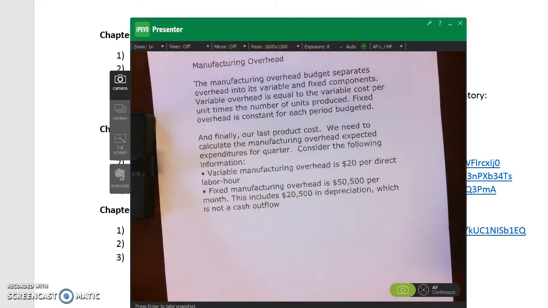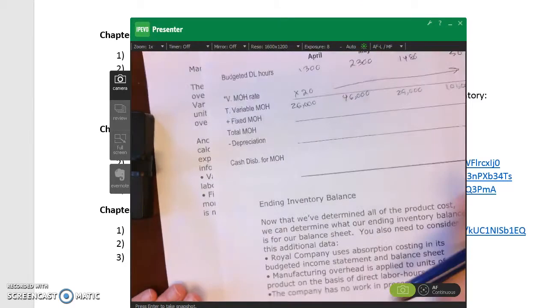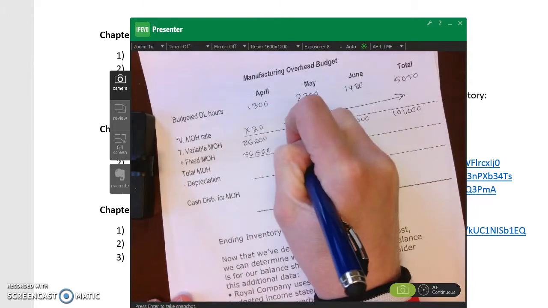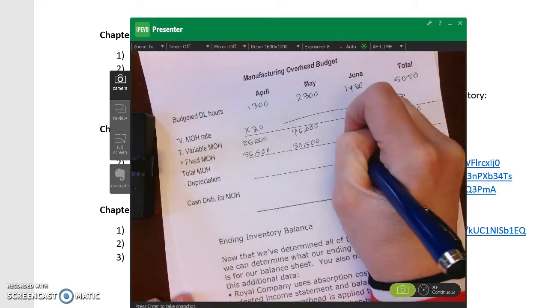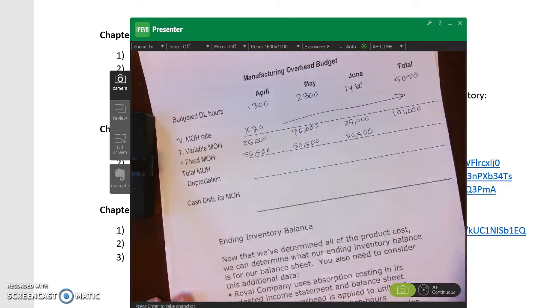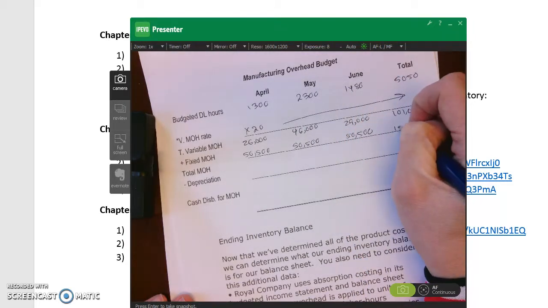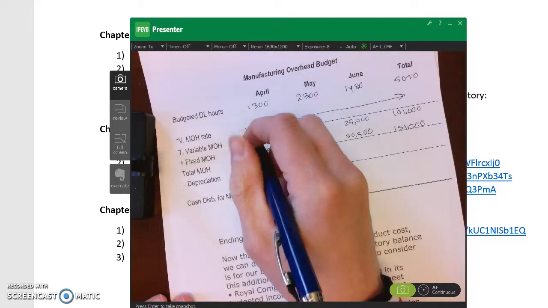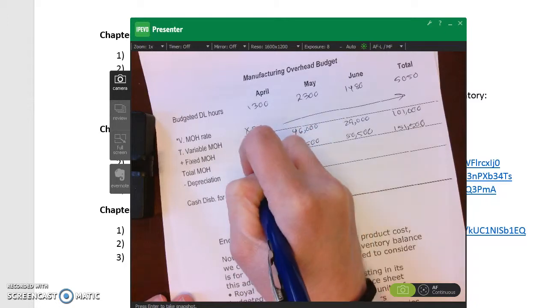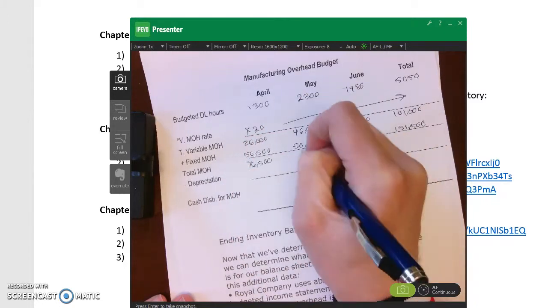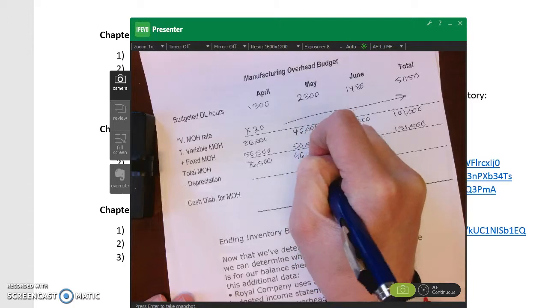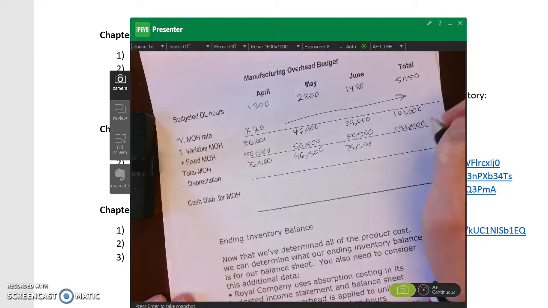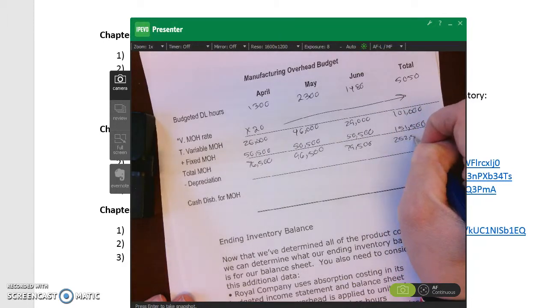We add in our fixed overhead of 50,500 per month. And then that gives us our 151,500 for the total quarter. Okay. And then we can add to get our total manufacturing overhead, 76,500. And just adding down, we get our 96,500, our 79,500. Then we can add across to get the total overhead of our 252,500.